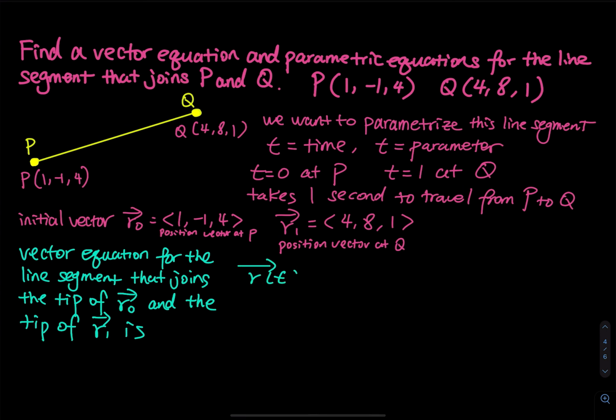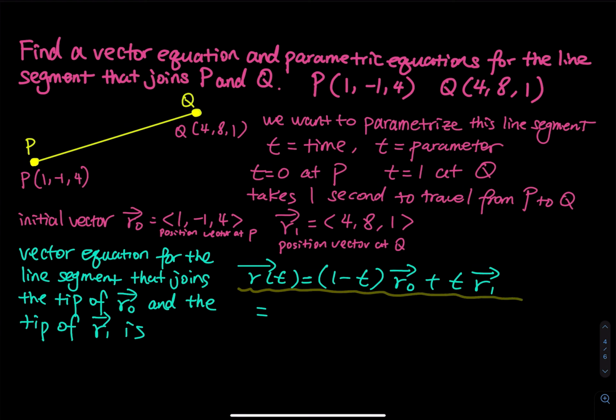So r of t is equal to (1 minus t) times r of 0, plus t times r1. This is true in every single problem, but the r0 and r1 are different in every problem. By the way, you have to write this down. Every time you solve this type of problem, you have to start with this. Then (1 minus t) times the position vector at P, (1, -1, 4), plus t times (4, 8, 1).